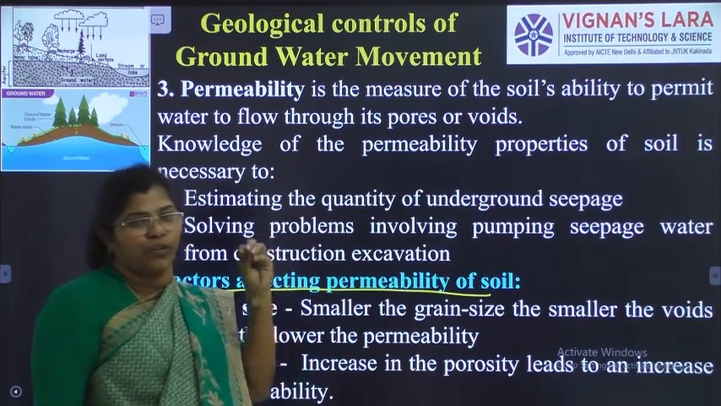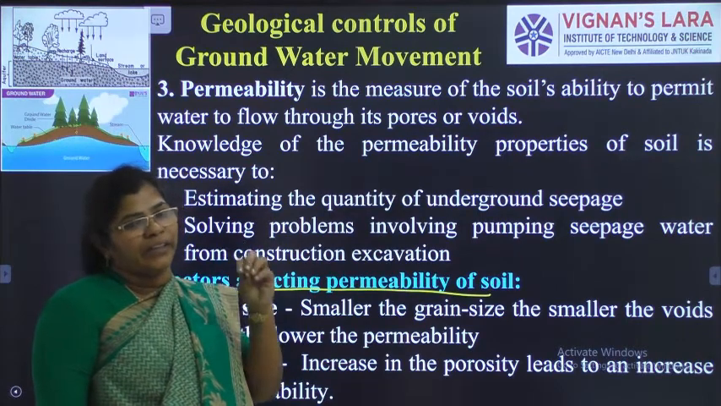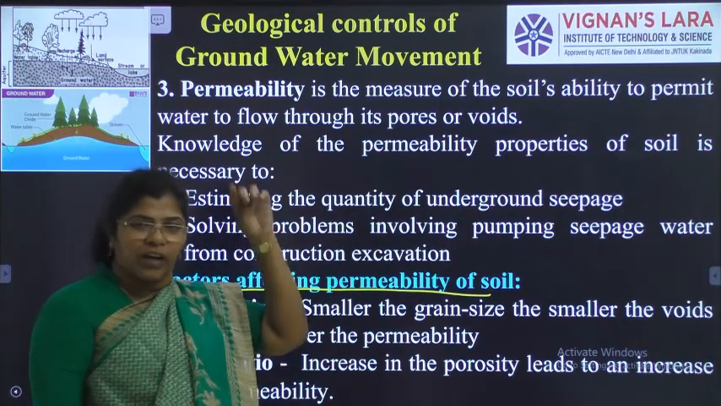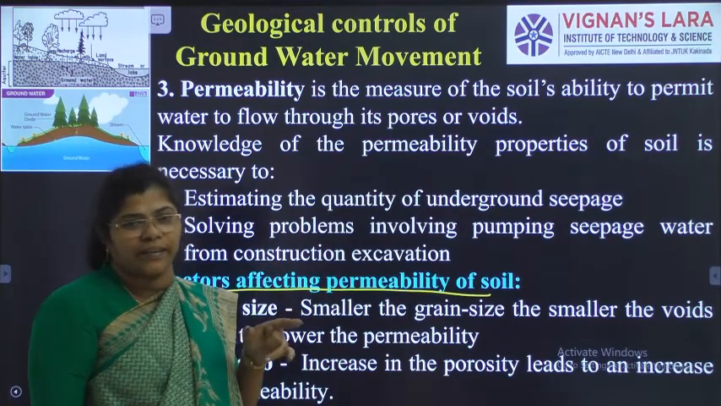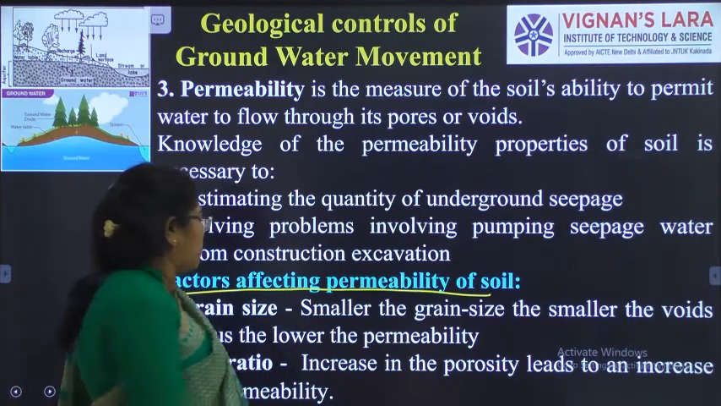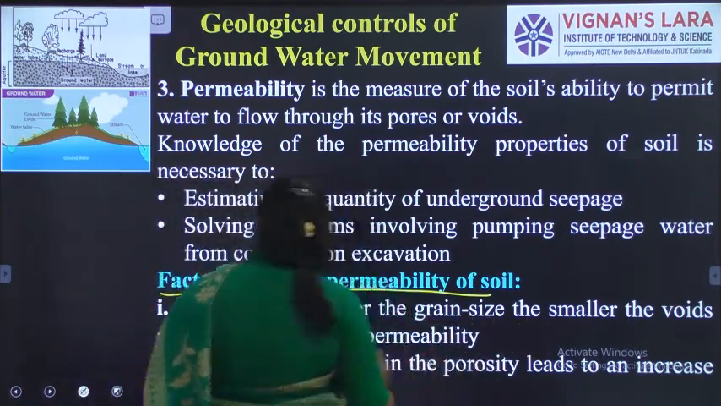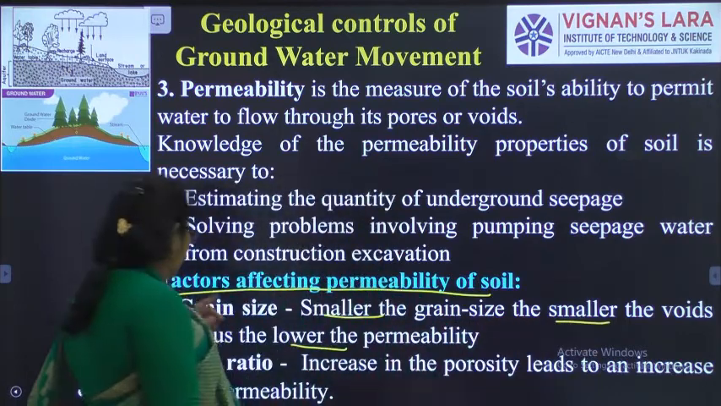The water will flow through it. But coming to the third one, the compacted soil, which is very hard and does not allow the water to pass through, the porosity will be very less. So smaller the grain size, lesser the porosity. Smaller the grain size, smaller the voids and thus the lower the porosity. That is with the help of grain size.